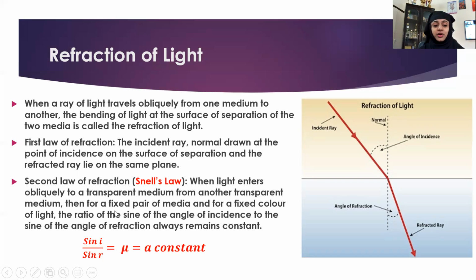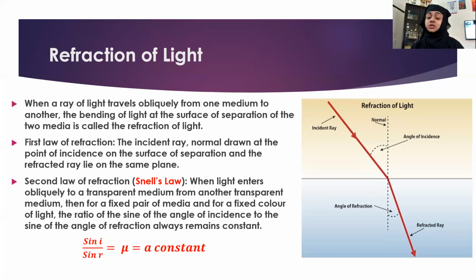Now here I have mentioned two conditions, that is for a fixed pair of media and for a fixed color of light. This is because the constant depends on the media in which this occurs. If you take light traveling from air to water, the constant will be different from the case when light is traveling from air to glass. Or if light is traveling from water to glass, then also the value of constant will be different. So the value of constant depends on the pair of medium.